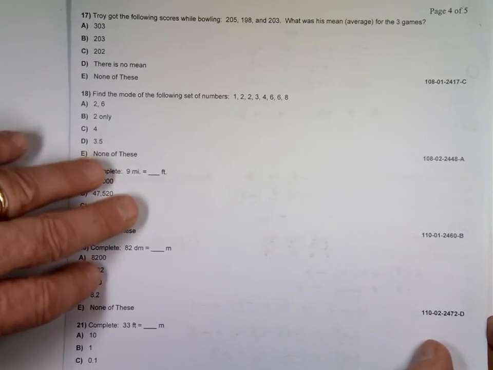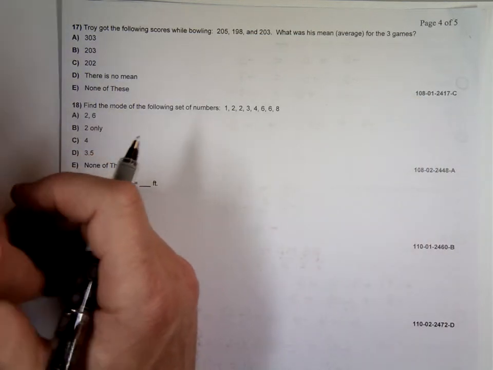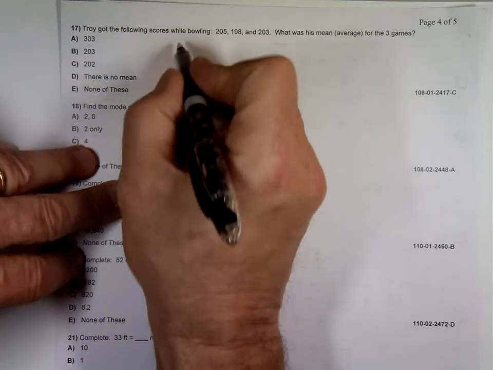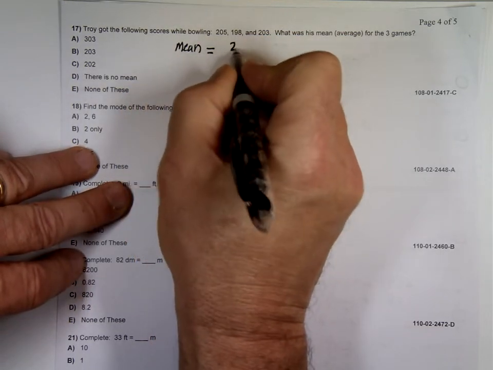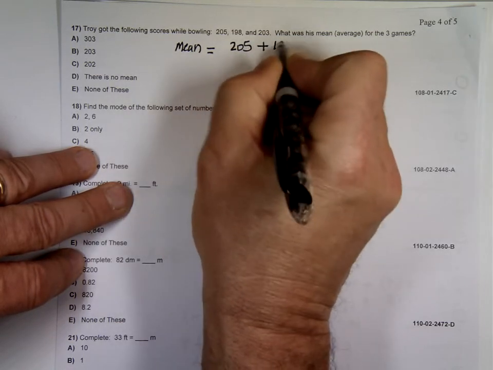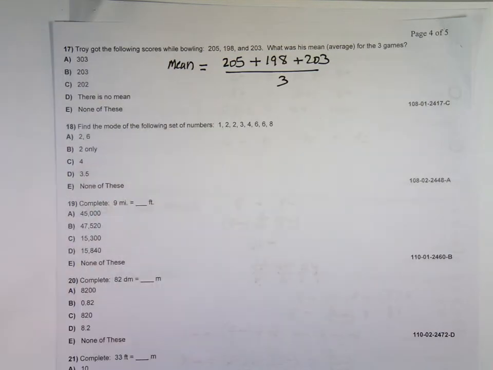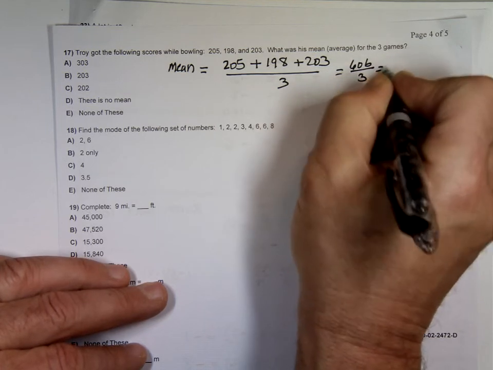Now, this is back to chapter 8. Troy got the following scores in bowling: 205, 198, 203. What was his mean? The mean is what do we do? You add the values and you divide by the number of values. We only have 3 numbers. So if I add them, 205 plus 198 plus 203, that's 606, divided by 3, which will be what? 202. That was his average.